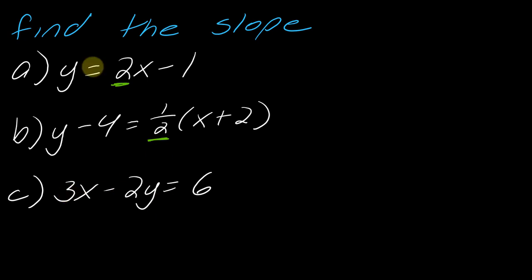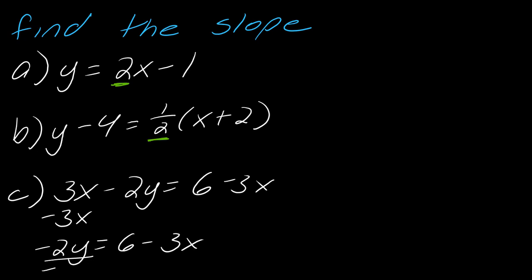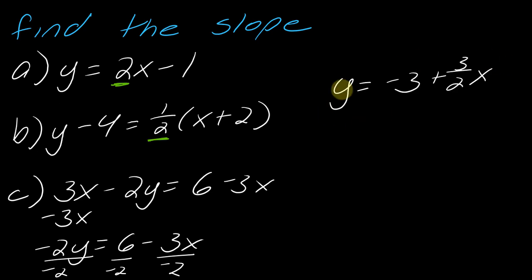Now, this last one is in standard form, so this is where we're going to have to do a little extra work. I'm going to have to solve for y. To solve for y, first I start by subtracting off the 3x, so I've got negative 2y equals 6 minus 3x, and then I divide everything by negative 2. This will leave me with y equals negative 3 plus 3/2 x. So now this is really in slope-intercept form. The number attached to the x is always the slope. So in this case, 3/2 would be the slope. So I can figure it out from the equation. I just have to do a little bit of extra work if it's in standard form.